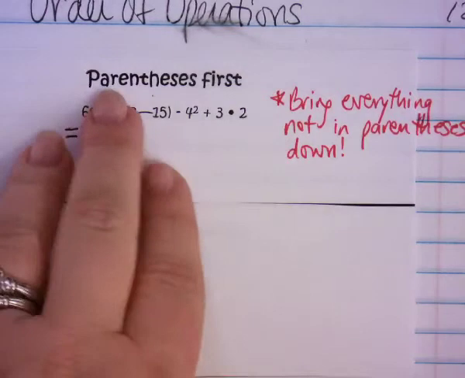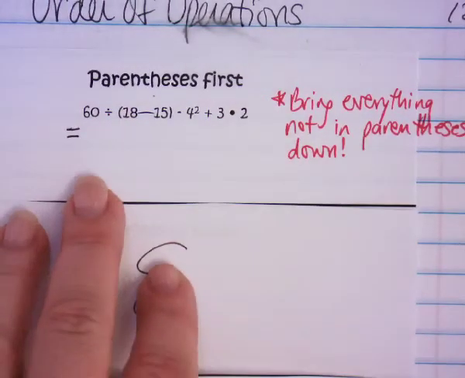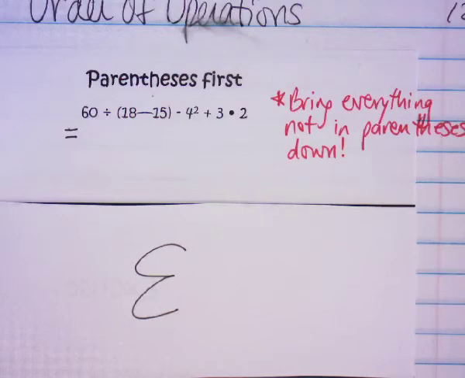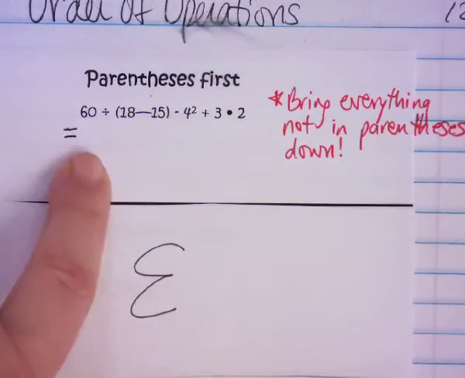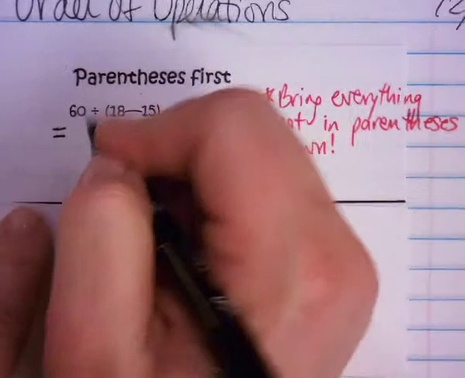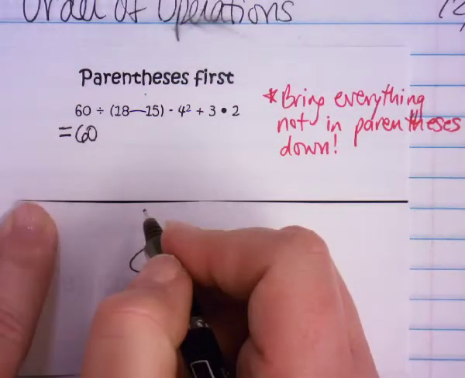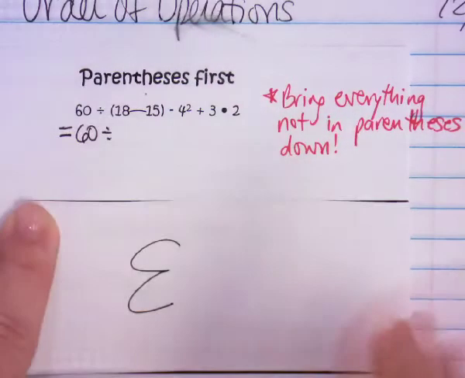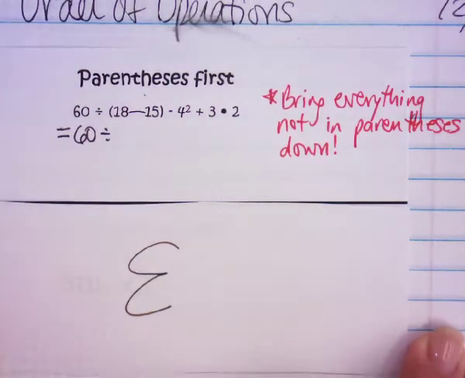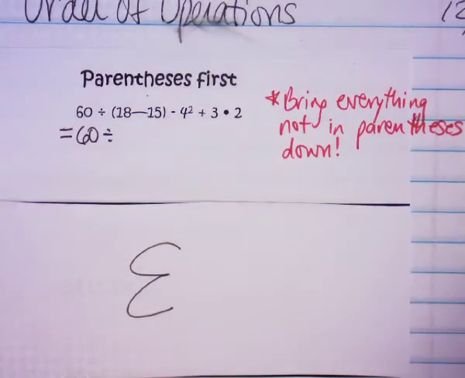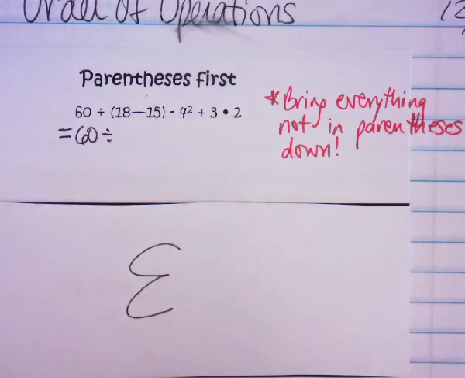So we're going to bring everything down that's not in parentheses step by step, piece by piece, okay? Anything that we work that's in parentheses, we're going to write in red. That way, when we go back to our notes, we can see, oh, that's the part that we changed, or that's the part that we worked, okay? So let's get started. I'm not using the 60 yet, so I'm going to bring him down. I'm also not using the division sign, so I'm going to bring him down. But we've gotten to our first what? Parentheses. So what is 18 minus 15?